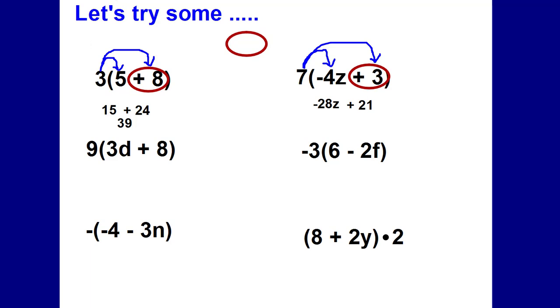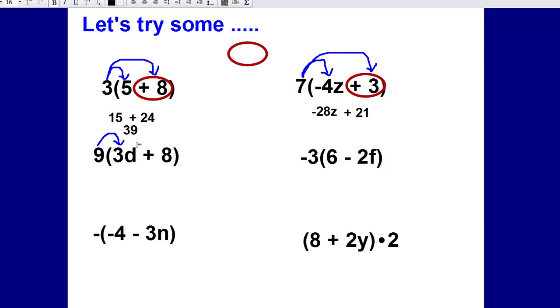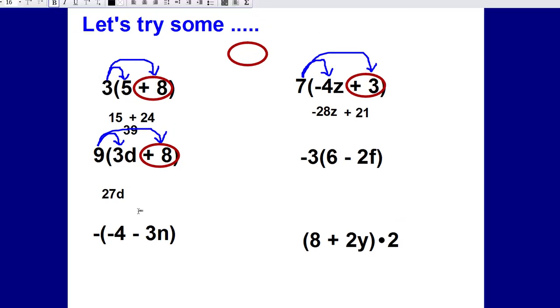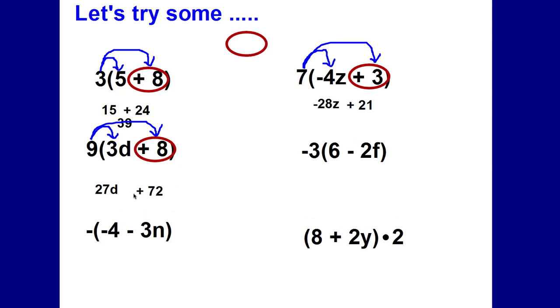Okay, let's try the next one. 9 times the group of 3d plus 8. So we're going to distribute the 9 to the 3d by multiplying, which means we're going to multiply 9 times the coefficient of the variable. So that's going to make 27 d's. We're going to circle our second term with its sign. It is a positive 8, so we're going to distribute the 9 to the positive 8, and 9 times 8 makes a positive 72. Again, we have the variable, so we cannot simplify this any further. Our simplified expression would be 27d plus 72.